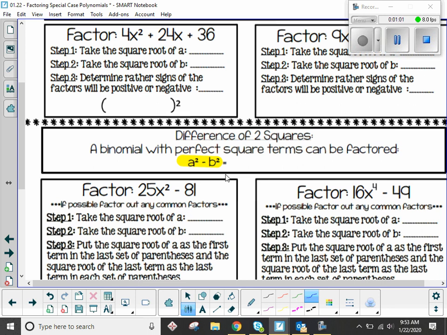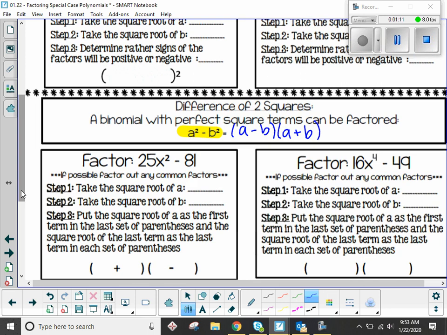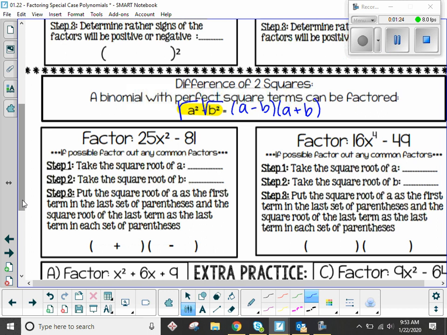So if you have stuff that's perfect squares that are being subtracted, the formula for factoring it is (a minus b)(a plus b). So let me show you an example of that. It means you're square rooting the first one, you're square rooting the second one, you're making a minus version and a plus version of them. So in this example right here, factor 25x squared minus 81.